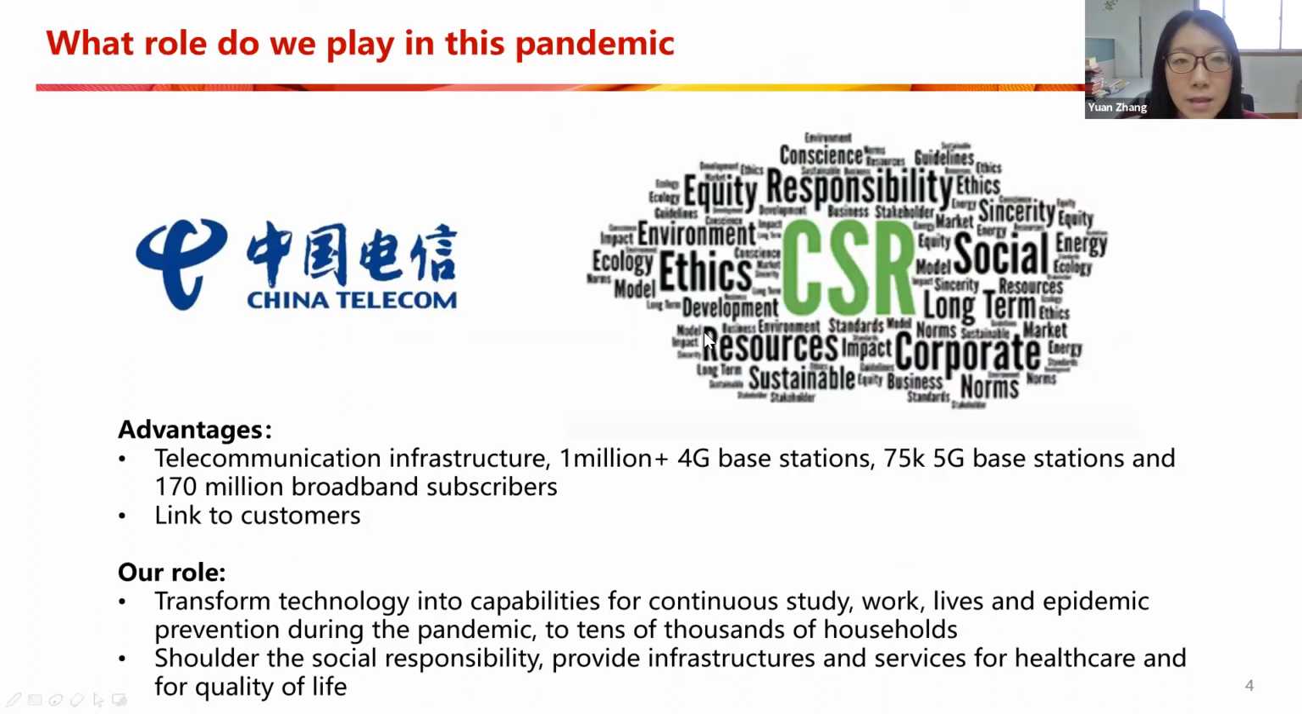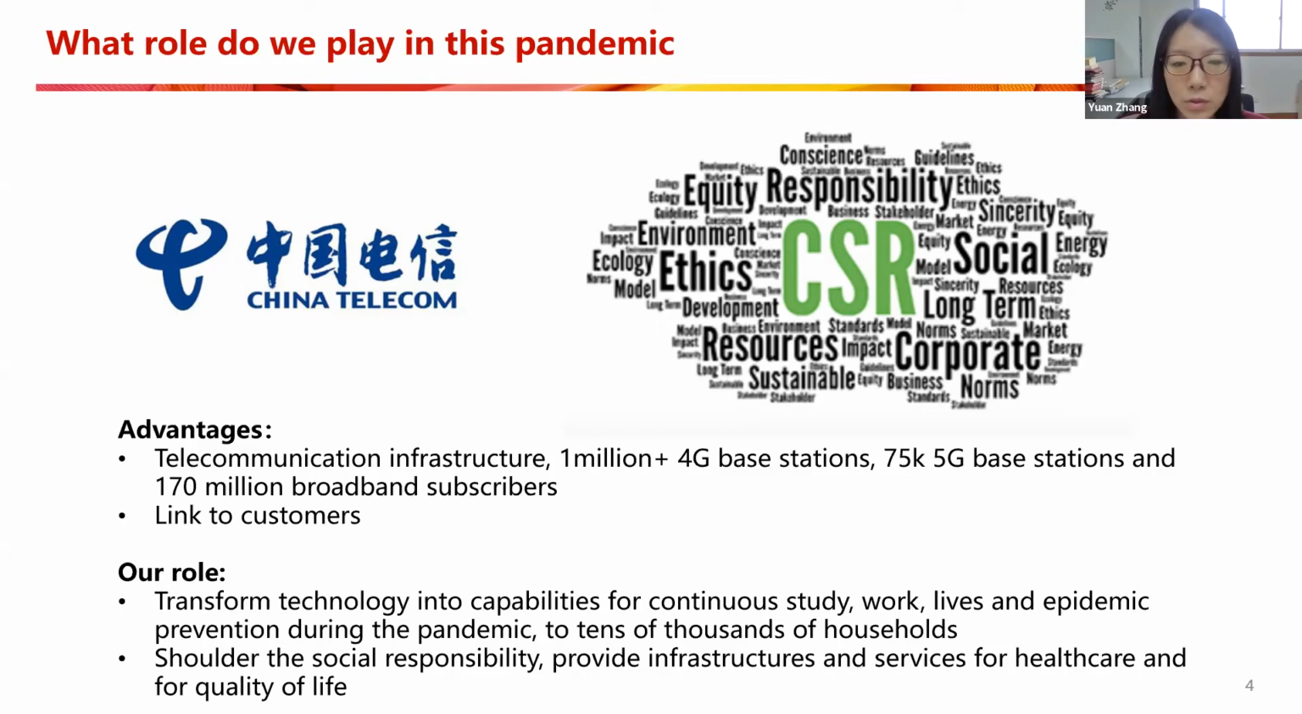What role do we play in this pandemic? We are no doctors or nurses, no policymakers, so we are not on the front line in this. As a telecommunication operator, our advantages, first of all, rely on our telecommunication infrastructure. We have more than 1 million 4G base stations and 75,000 5G base stations and about 170 million broadband subscribers. And also we have a close link to our customers. We're still providing on-site, on-spot service during the pandemic.